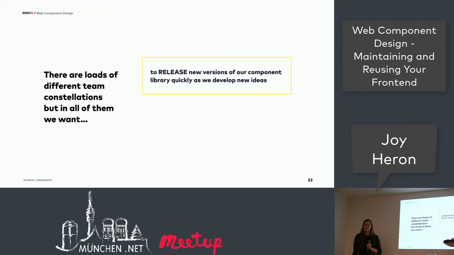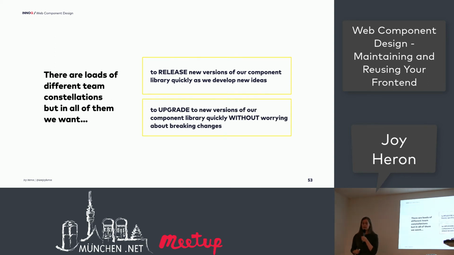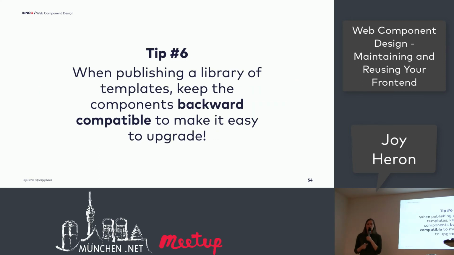And there's loads of different team constellations, but in all of them, what we want is to release new versions of our components as quickly as we develop new ideas. We don't want to be slowed down. I don't remember the English word for that, so I'm speaking Denglish. I'm sorry. So we want to release versions of our component library very quickly, and we want to be able to upgrade our templates really quickly without having to worry about breaking changes. So one tip I have is that when you're publishing a library of templates, please keep the components backwards compatible to make it really easy to upgrade.